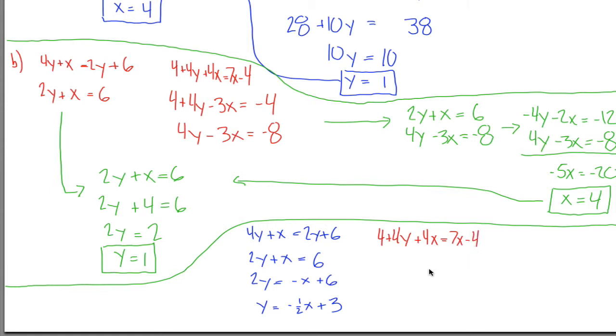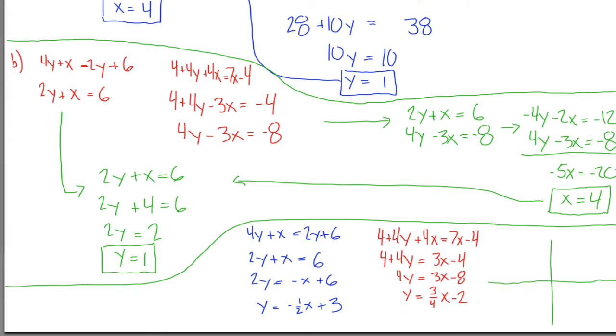Want to get into y equals mx plus b form? Subtract 4x from both sides, and you get 4 plus 4y equals 3x minus 4. Subtract 4 from both sides, you get 4y equals 3x minus 8. Finally, divide both sides by 4, you get y equals 3/4 x minus 2. And so now what I can do is graph these two equations and figure out where the lines cross, and that will be my solution.